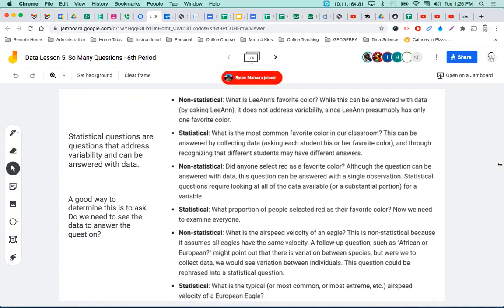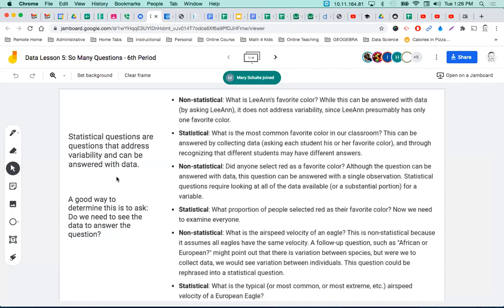So the things on the left are just talking about defining what statistical questions are. And then the things on the right are differentiating between non-statistical questions and statistical ones. Okay? And how you could tweak the question a little bit to make it more statistical. All right. So first of all, on the left-hand side, it says statistical questions are questions that address variability and can be answered with data.